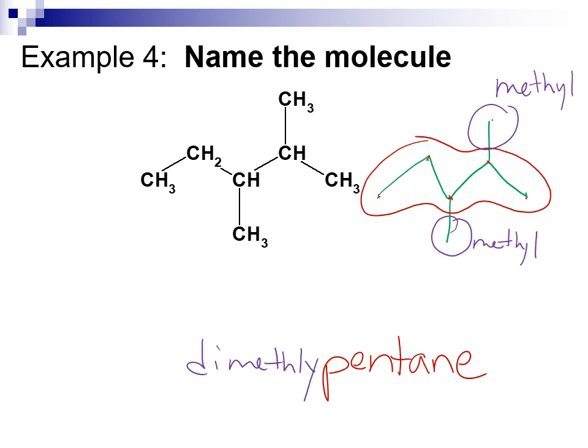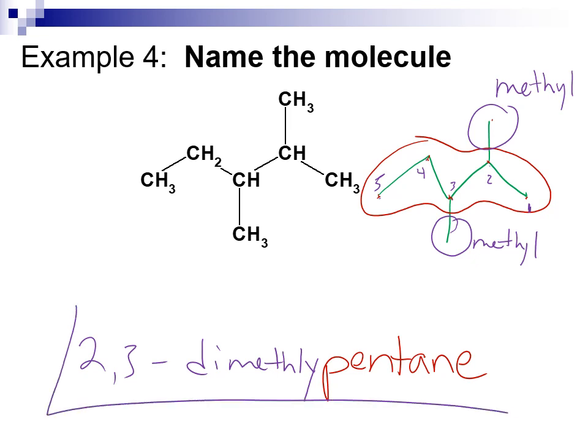Now I want to number where these methyl branches are. So I need to decide, should I count from the left hand side being carbon number 1, or should I count from the right hand side as being carbon number 1? I want to choose the lowest numbers possible. So if I start from the left-hand side, it'd be 1, 2, 3, 4 dimethylpentane. And if I start from the right-hand side, I have 1, 2, 3, 4, 5. And that would give me 2,3 dimethylpentane. And 2,3 is lower numbers than 3,4. So the name is going to be 2,3 dimethylpentane.